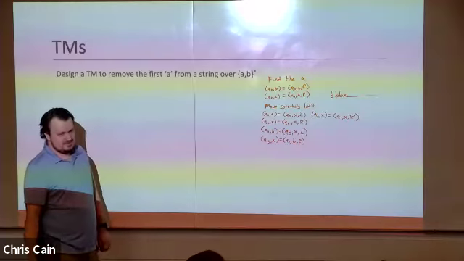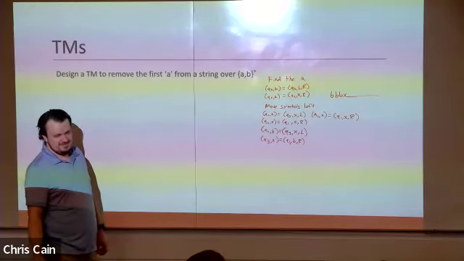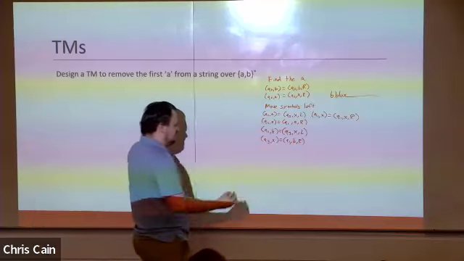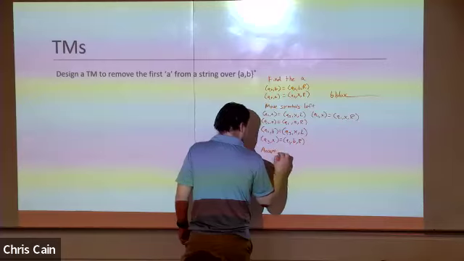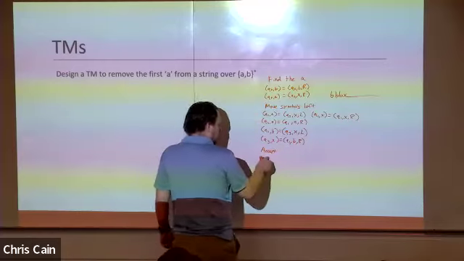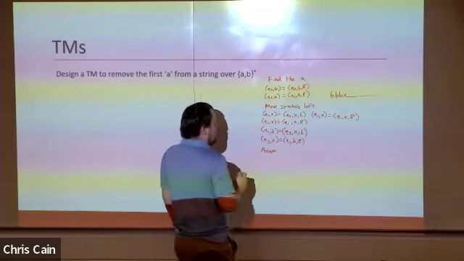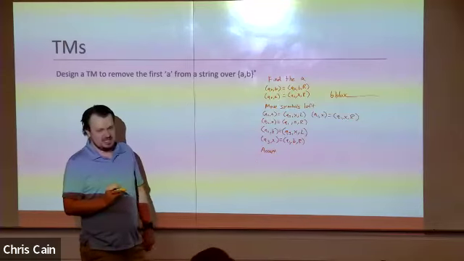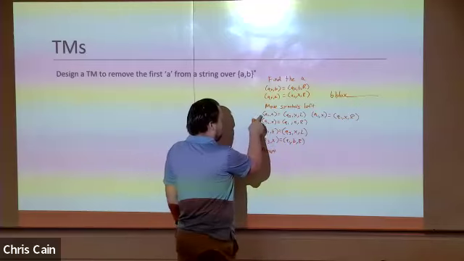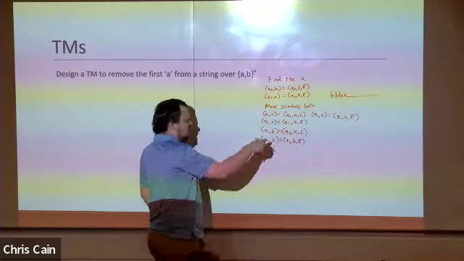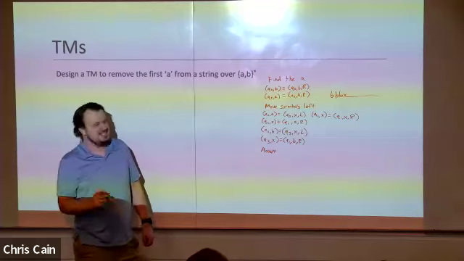Does that do it? Well, you need to accept when you see a blank. Yes. So accept. What state do we need to be in when we see that blank? Q accept. So we need to see a blank. What state are we going to be coming from? Okay, so we'd be coming from Q1. Yes.